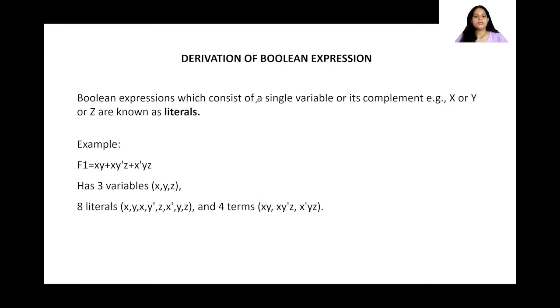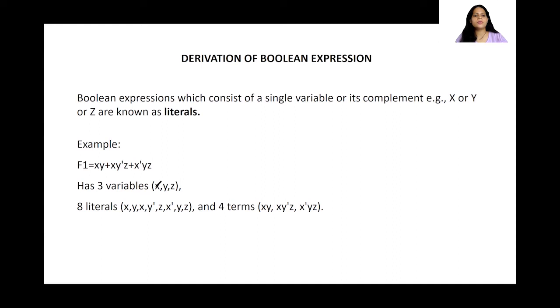Now a Boolean expression which consists of a single variable or its complement, for example x or y or z, is known as a literal. Before we get on to min term and max term, it is very important for you all to understand what a literal means. For example, if I have a Boolean expression something like this, then these x, y, z, irrespective of whether they are y dash or y or something like that, are all called variables.